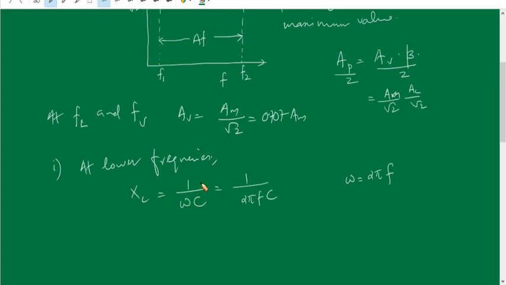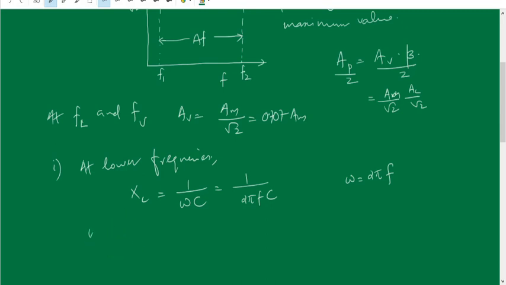So this current, the reactance to this current increases when frequency decreases. So when the frequency of the signal decreases, the reactance increases. When reactance increases, the current to the transistor reduces. So therefore the gain of the transistor reduces, or the gain of the amplifier reduces.